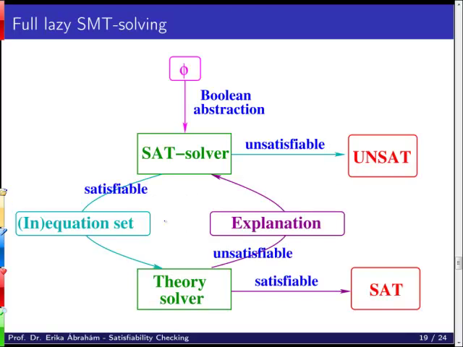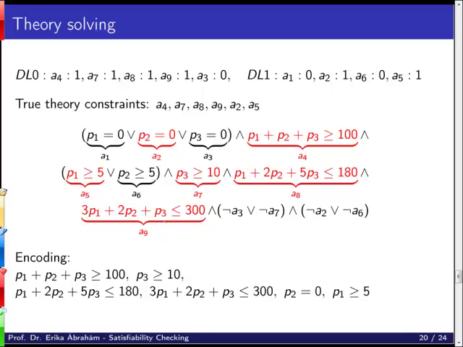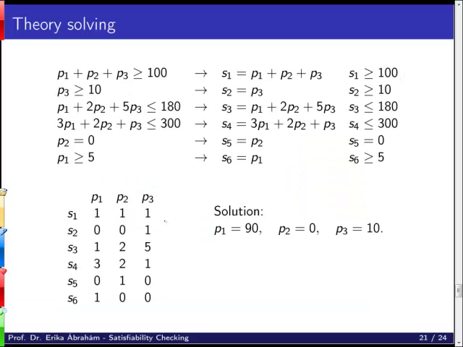And I continue with the SAT solver for searching for a new solution. Here I have A6 false, and if I propagate this new assignment, then I will get by this clause that A5 must be true, and I'm done. All variables are assigned. So I go again to the theory solver by collecting the true theory constraints, which result in this set, and sending it to the theory solver.